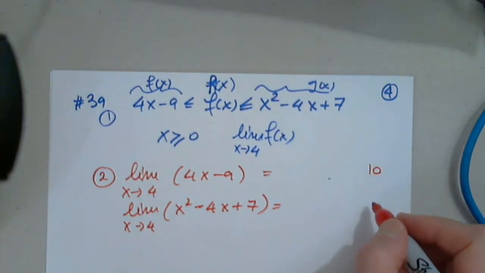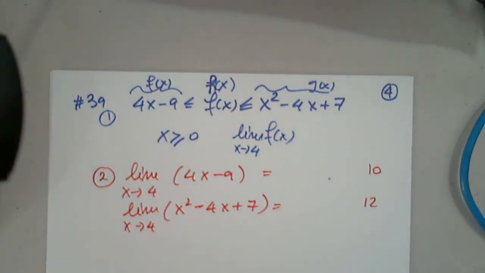Let's say this one is 10 and this one is 12. What do you conclude? Can you conclude anything? You can't conclude the limit. The squeeze theorem is not applicable. Awesome. Excellent.